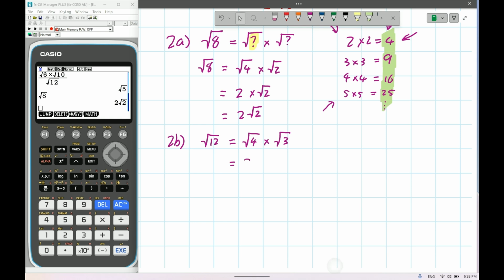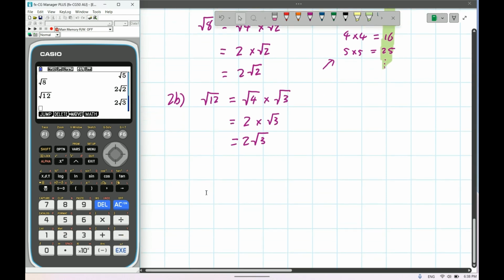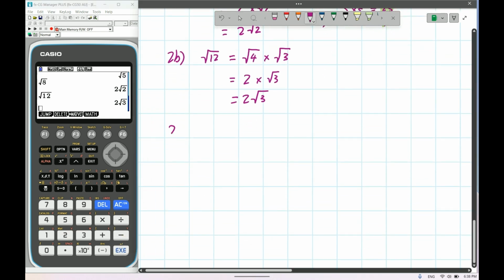Yeah, and the square root of 4 is 2. So hence you get 2 root 3. Yeah, and if you chuck this on a calculator, you get 2 root 3. All right, cool. Let's just keep going.